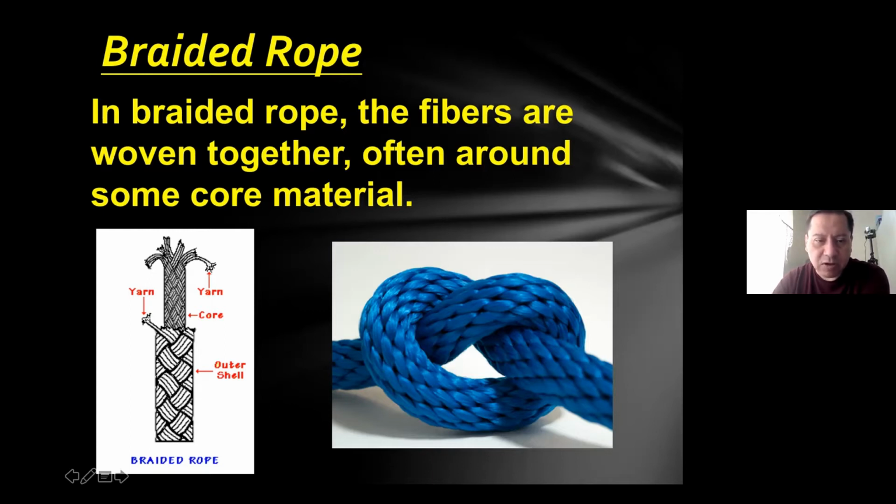And it's woven around a core material. So if you take this rope or a rope like this and you take it apart, inside of it, you're gonna see a core made out of yarn like this. And wrapped around the core is the outside part, the outer shell.